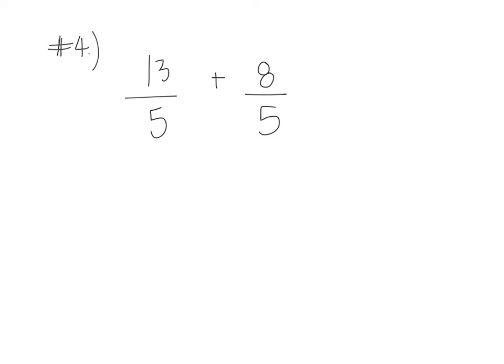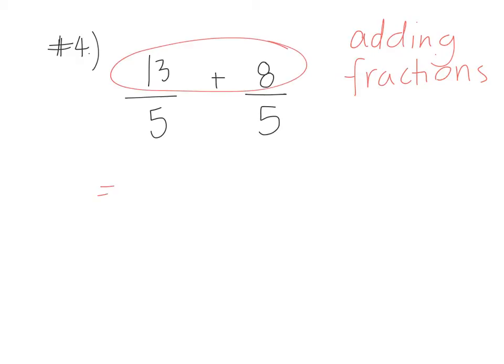The next question is adding fractions, and it's the same as subtraction because you have to make sure the denominators are the same. Now this question was pretty easy because the denominators were already the same, right? So do we have to change anything? No. So all we have to do is add 13 plus 8. What's 13 plus 8? 21. So 13 fifths plus 8 fifths equals 21 fifths.